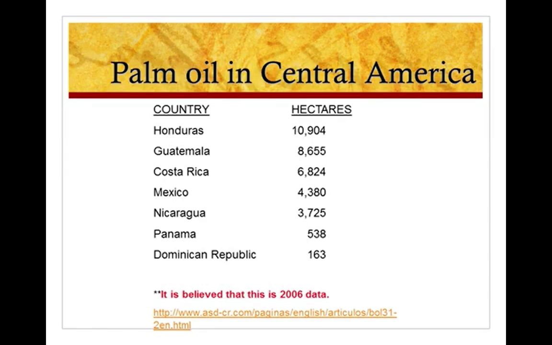So let's look at who are the players in palm oil in Central America. At the top of the list, you see Honduras, then Guatemala, Costa Rica's number 3. But note that we see Mexico and Nicaragua, Panama, the Dominican Republic. So we're starting to see a lot of activity in Central America in palm oil. Costa Rica too, but they are not the biggest producer.